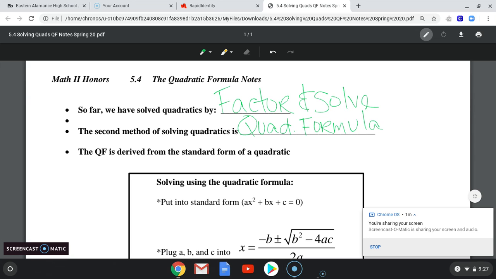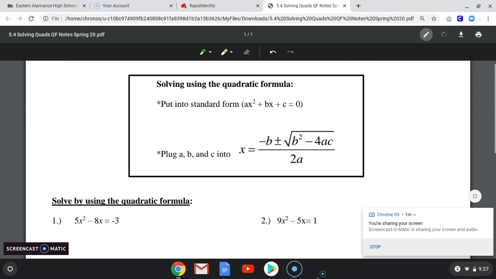So we're going to talk about the quadratic formula. The quadratic formula, you've already seen before, is negative b plus or minus the square root of b squared minus 4ac all over 2a. So I have to make sure things are in standard form. Standard form means it has to be in this whole ax squared plus bx plus c equals 0. The a is going to be the number in the front attached to the x squared. The b is going to be the number in the middle attached to the x. And the c is going to be the number in the back all by itself.